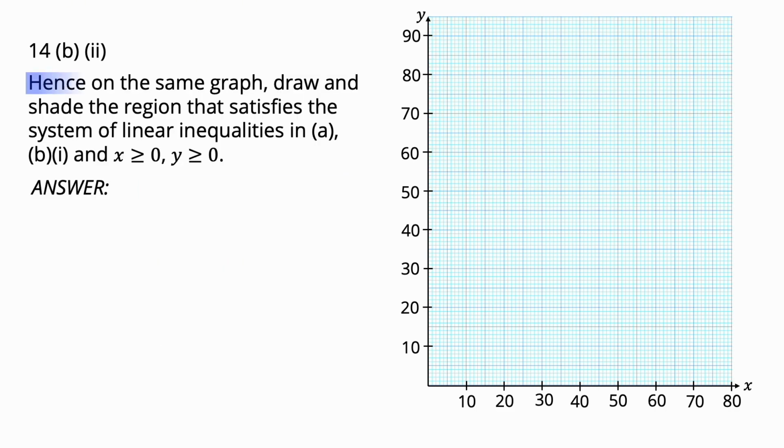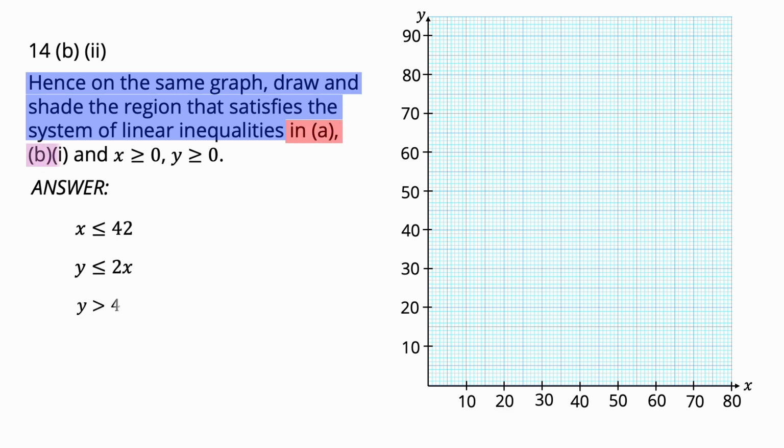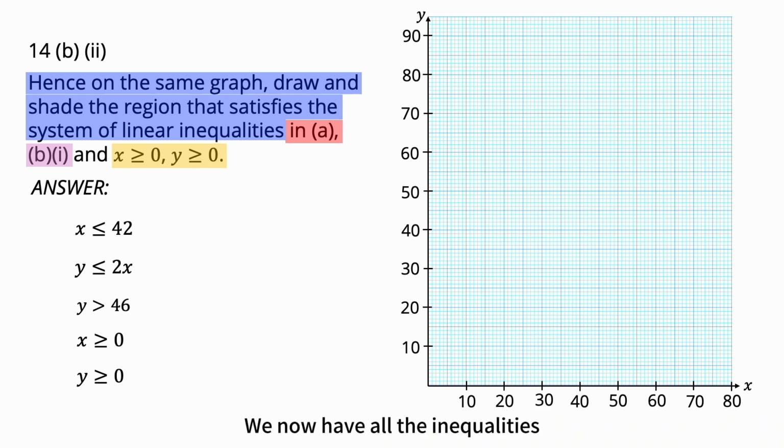B2. Hence on the same graph, draw and shade the region that satisfies the system of linear inequalities in A and B1, and X is greater than or equal to 0, Y greater than or equal to 0. We now have all the inequalities. Since X and Y are greater than or equal to 0, the graph only makes sense in the first quadrant.